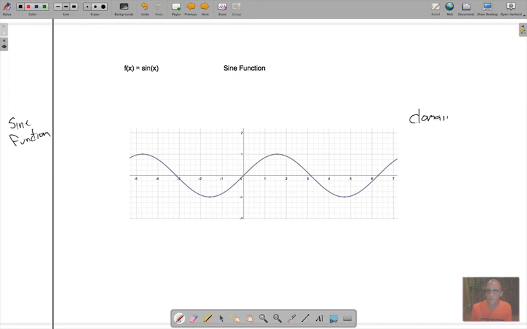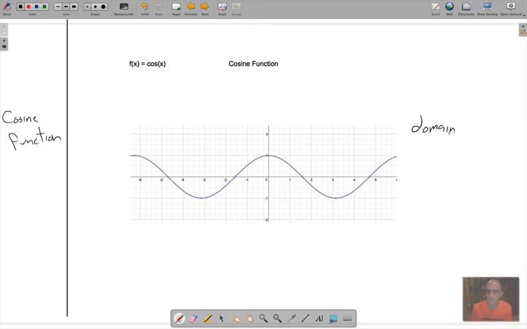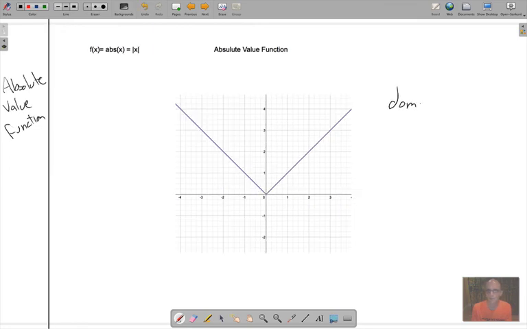Now the sine function, the x values, again, it's anything. The range goes from positive 1 to negative 1, back up to positive 1, back down to negative 1. It never goes above or below negative 1, but it's all numbers in between negative 1 and 1. Cosine, same domain and range. And absolute value, the domain, your x values, all real numbers, and the range can be zero and above. But absolute value, remember, will always be a positive number, so we can't be in the negatives.